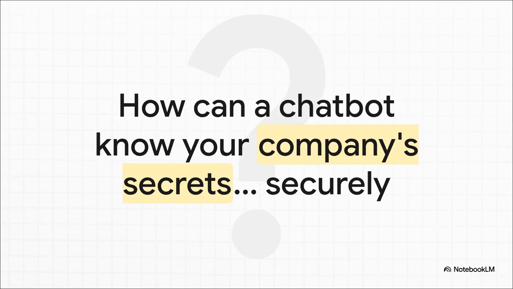Large language models. They're amazing, right? But they kind of live in a public bubble. They're trained on the open internet, which means they have absolutely no idea about your internal company docs, your private code base, or your team's wiki. So how do you bridge that gap?